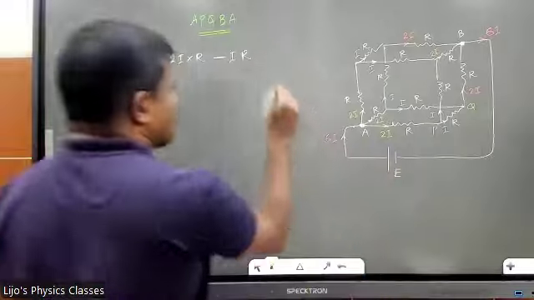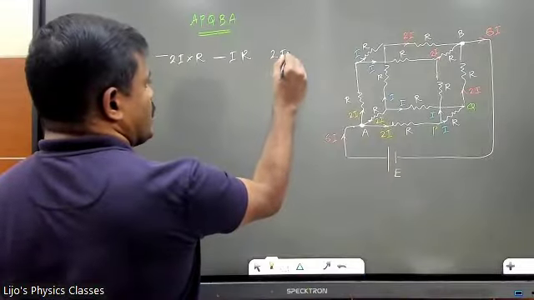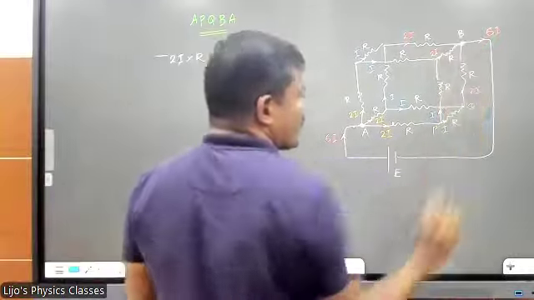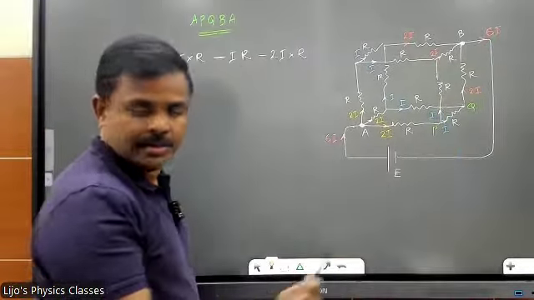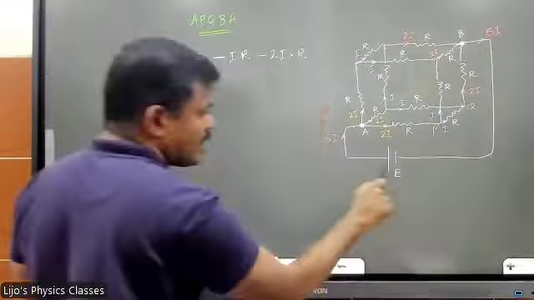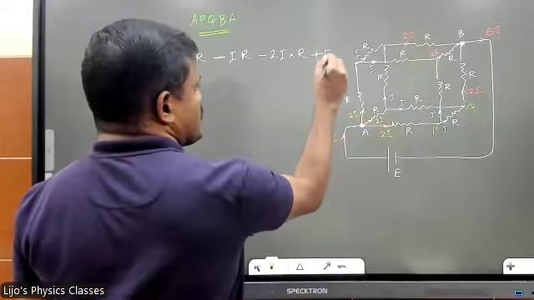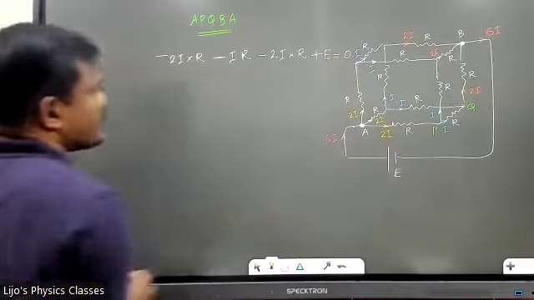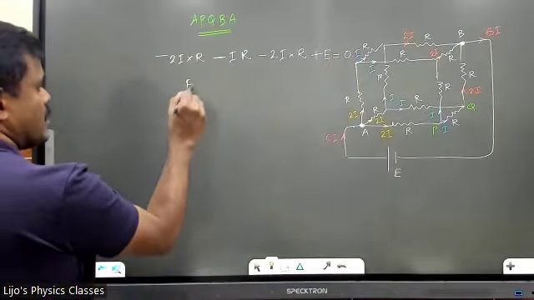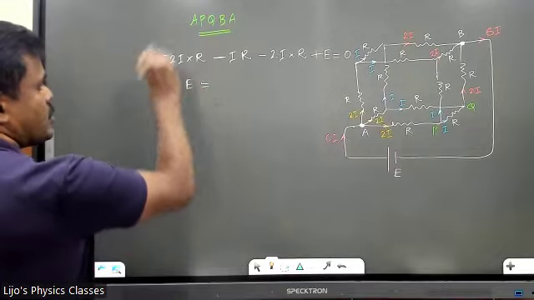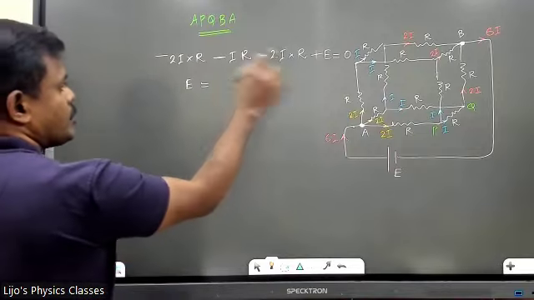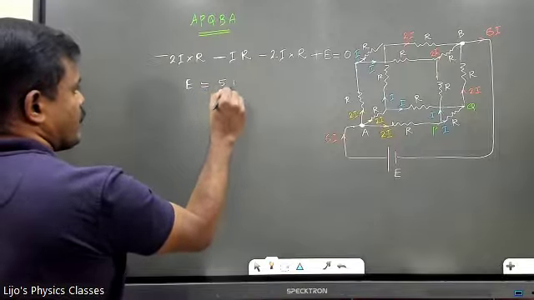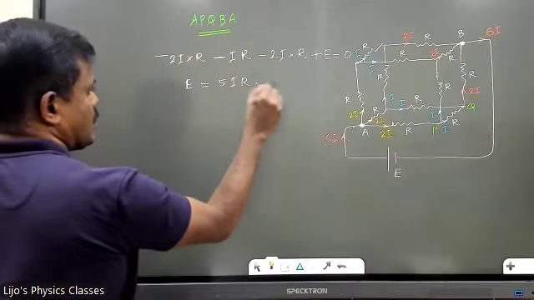Current into resistance. What is it? 2I into R. That's also negative because you're going up. Current is also going up, right? Then you come back here, you see the negative of cell. Negative of cell means plus E should be equal to 0. So what do we get for this? E is equal to, let's take all these to the right hand side. 2IR, 2IR, IR. 2 plus 2, 4, 4 plus 1, 5. 5 times IR. Equation number 1.